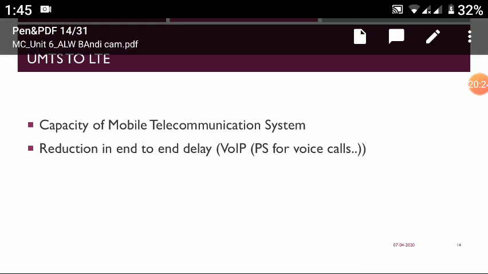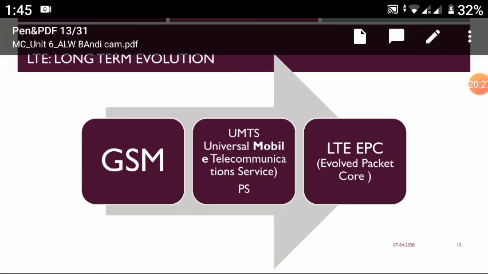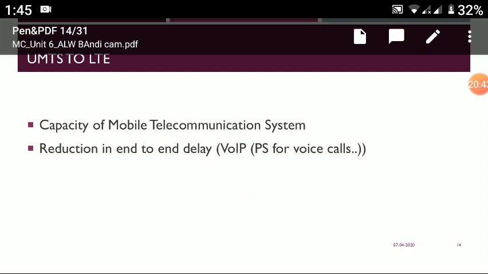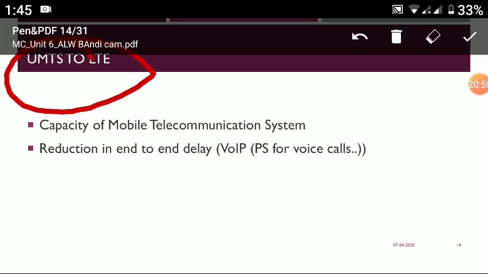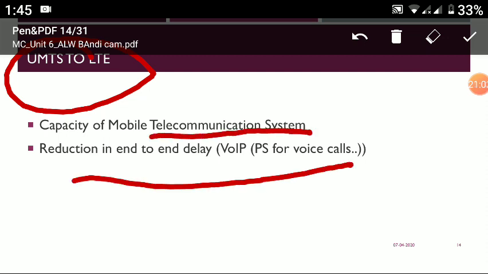UMTS to LTE. Actually, in the last, here you people can see the first one is the GSM, then UMTS, that is the Universal Mobile Telecommunication Services, then LTE EPC. EPC is nothing but the evolved packet core. That's it. So how it gets the capacity of the mobile communication system, the reduction in the end to end delay, voice over internet protocol, PS service calls, and then ultimately you get a clear idea about UMTS to LTE, and what features have been added in the further generation.